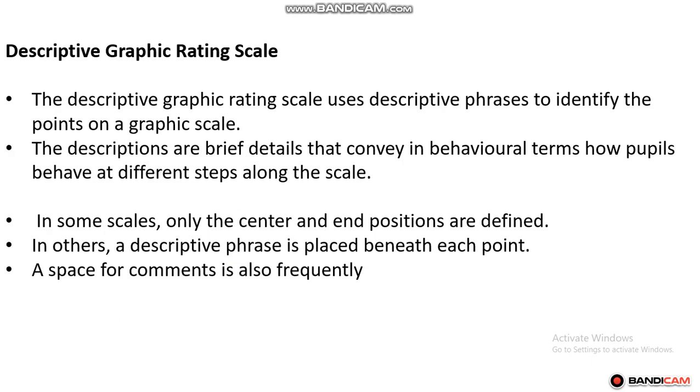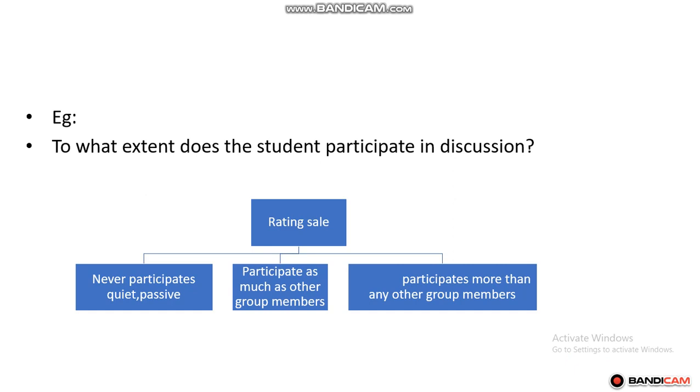Next is the descriptive graphic rating scale. Here the descriptive graphic rating scale uses descriptive phrases to identify the points on the graphic scale. The descriptions are brief, with details that convey in behavioral terms how pupils behave at different steps along the scale. I'll show you the example. You can see the same question I am putting here also: to what extent does the student participate in the discussion? In descriptions you see the first option is never participates, quiet and passive. So in that way a description is given, so more clarity is there for the option.